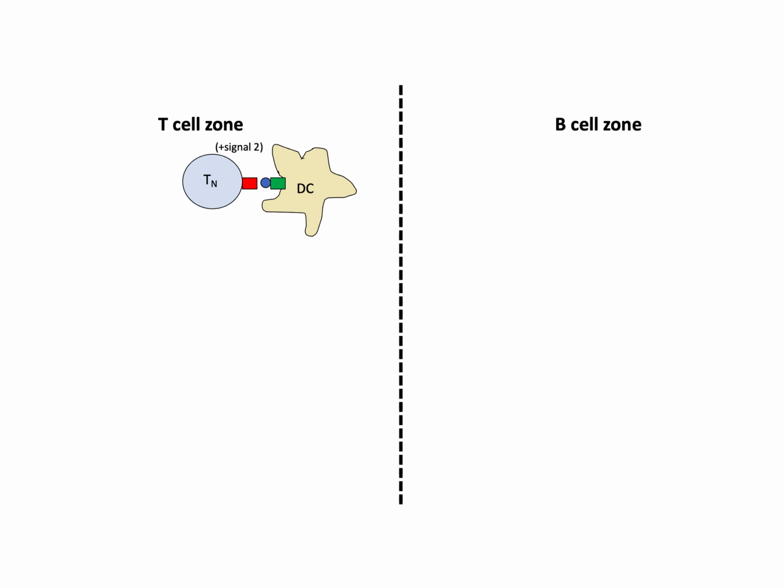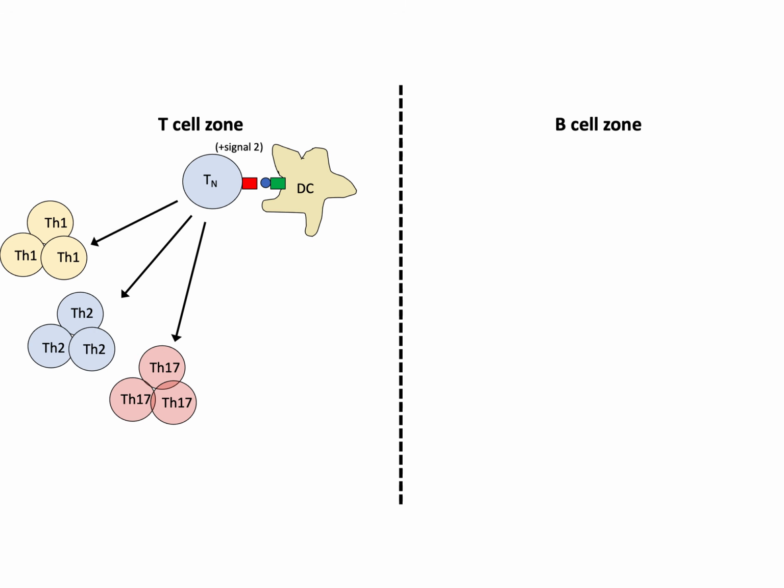As a reminder, all of these activation and differentiation events occur in the T cell zone. So naive T cells get activated and become Th1 or Th2 or Th17 cells and migrate to inflamed tissues. Some T cells stay in the lymph node and migrate to the B cell zones to help B cell activation.